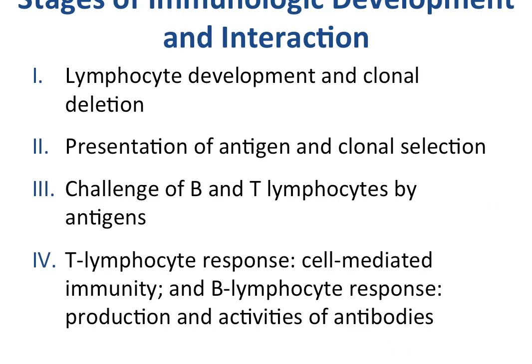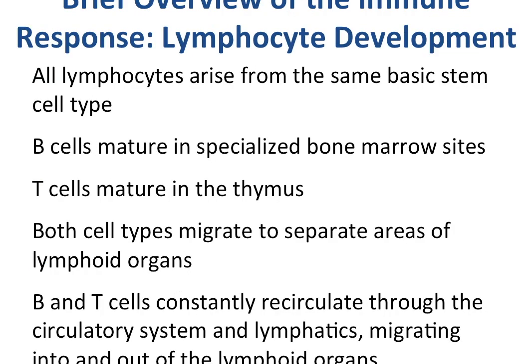So the immunological development includes lymphocyte development and clonal deletion, presentation of antigen, T cell response, and B cell response. All lymphocytes are derived from the hematopoietic stem cells. B cells mature in the bone marrow, and T cells mature in the thymus. Both cells then migrate to the lymphoid organs.